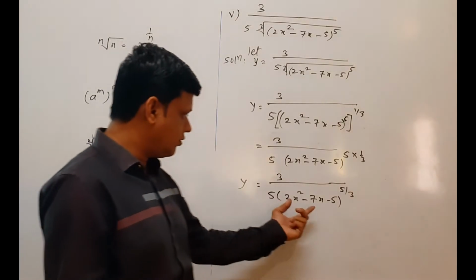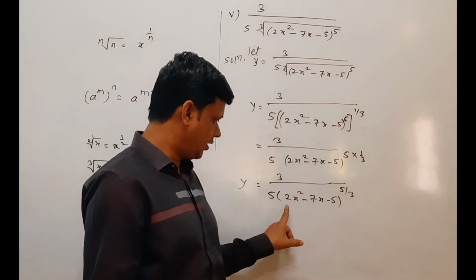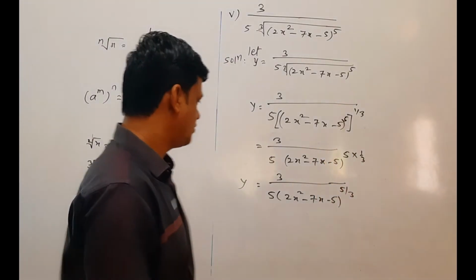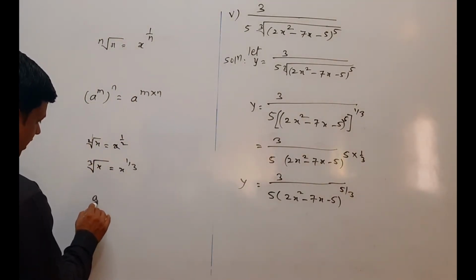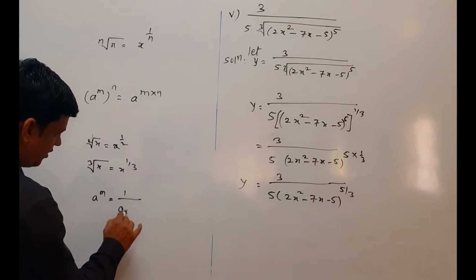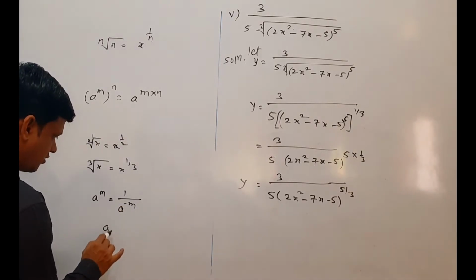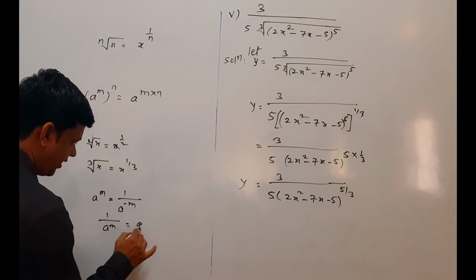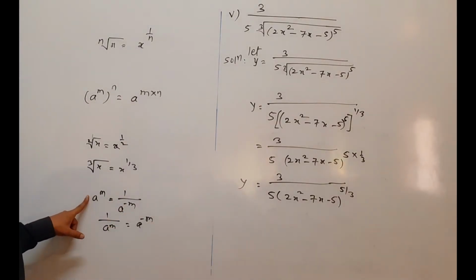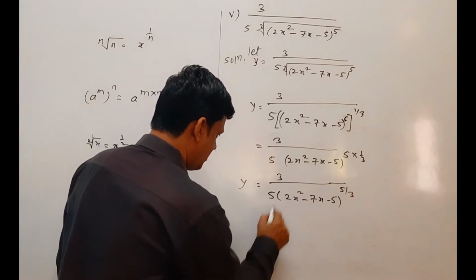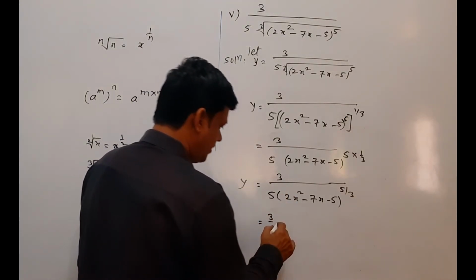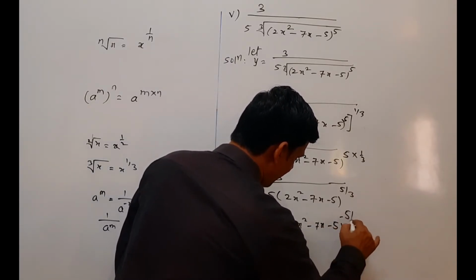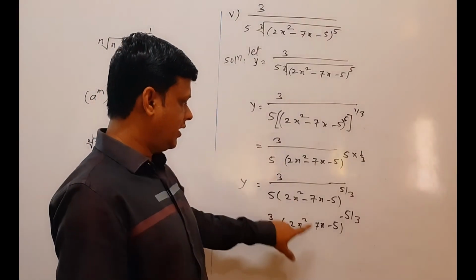So for that we have to write this power, the terms in denominator, this power we reduce to negative form. So we again use here the concept: 1 upon a raised to the power m can be written as in numerator a raised to the power minus m. So when we interchange we get the value. So we write 3 by 5 separately, and this 2x square minus 7x minus 5 raised to the power minus 5 by 3. So this denominator term we write in numerator.